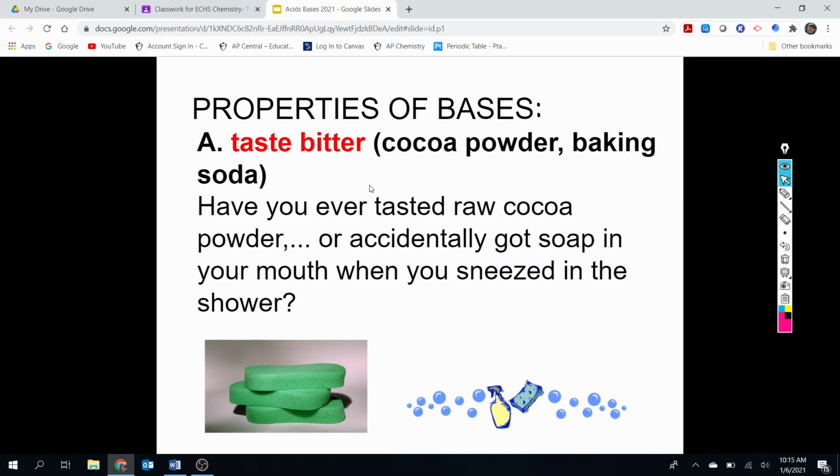Properties of bases: they taste bitter. If you have ever gotten soap in your mouth, that bitter taste. Also, they are a little bit slippery. So again, if you think about soap, soap is a good example. All right.